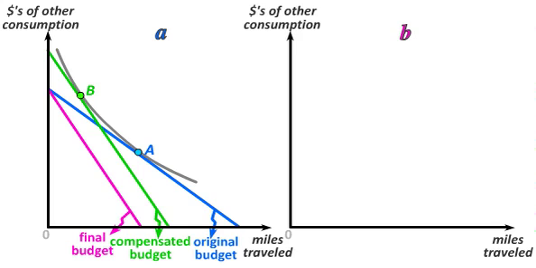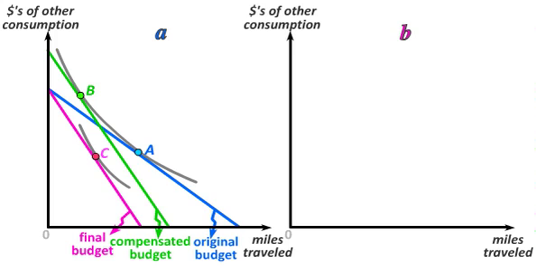Notice that so far we have not had to invoke anything about whether gasoline is a normal or an inferior good. Substitution effects always operate in the same way, whether goods are normal or inferior. To isolate a pure income effect, we always need two parallel budget constraints to compare. Here we have the green compensated budget and the magenta final budget. On the green budget, the optimal bundle is B.